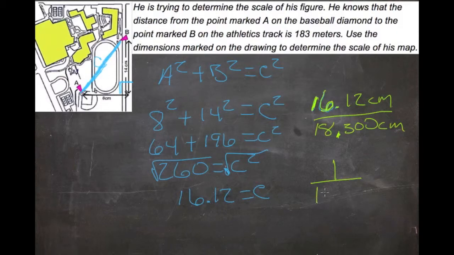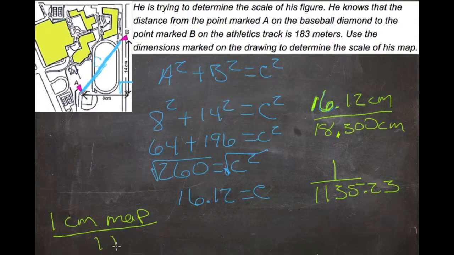1135.23. So the comparison between the two then is that 1 centimeter on the map compares to 1135 centimeters in real life.